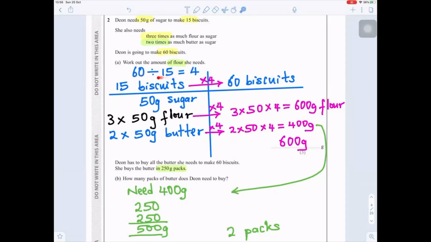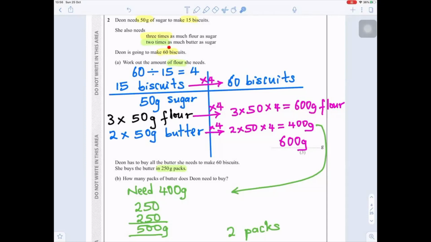So 60 divided by 15 gives you 4. So for 15 biscuits, you times 4 to get 60 biscuits. 50 grams of sugar, because it's 3 times as much flour, you will do 3 times 50 grams of flour, and then you will times 4, and that will give you 600 grams of flour.